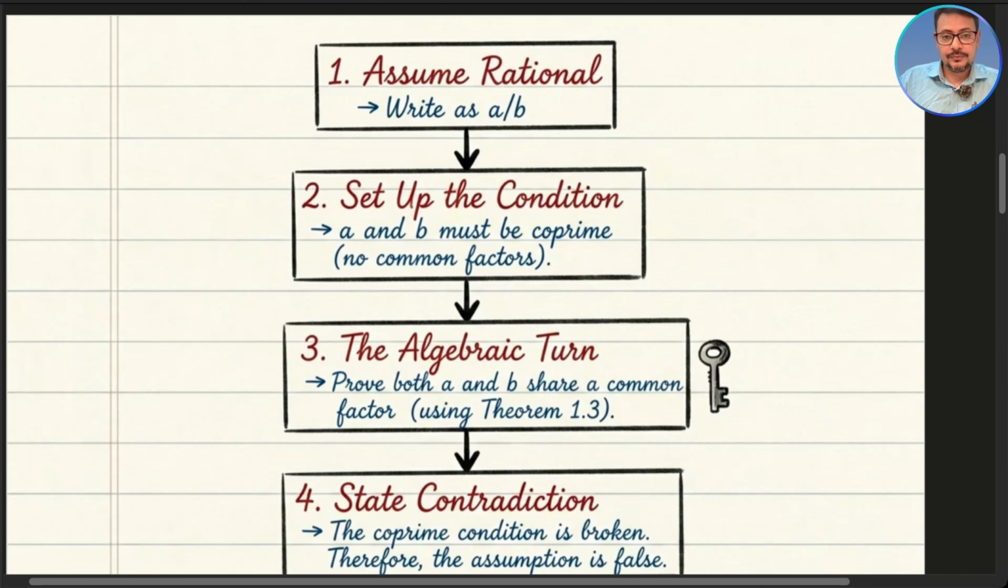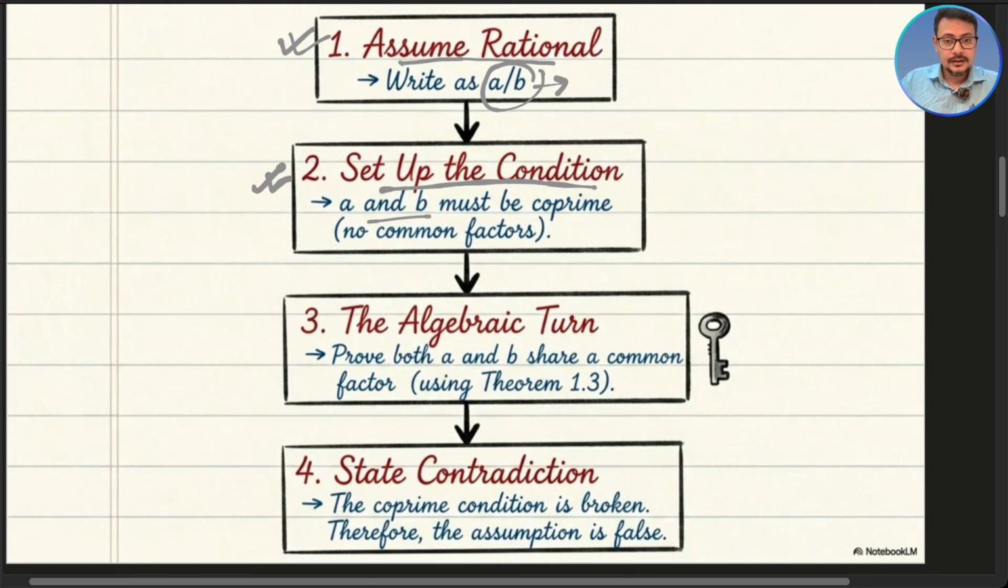I have designed a flow chart wherein we can see that first we'll have to make the assumption that the given irrational number is rational. In order to prove the irrationality of a given number, we first assume that the given number is rational. Therefore this can be written in the form of a by b. Then we'll have to set up the condition that a and b must be co-prime, that means they should not have any common factors. That is the second condition.